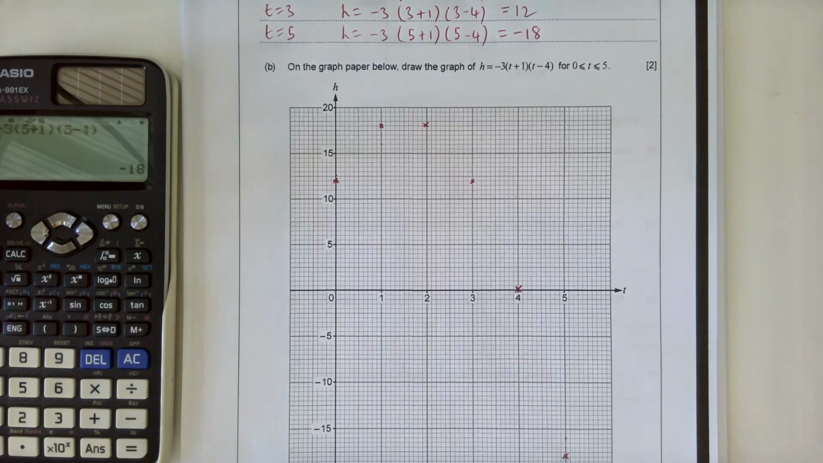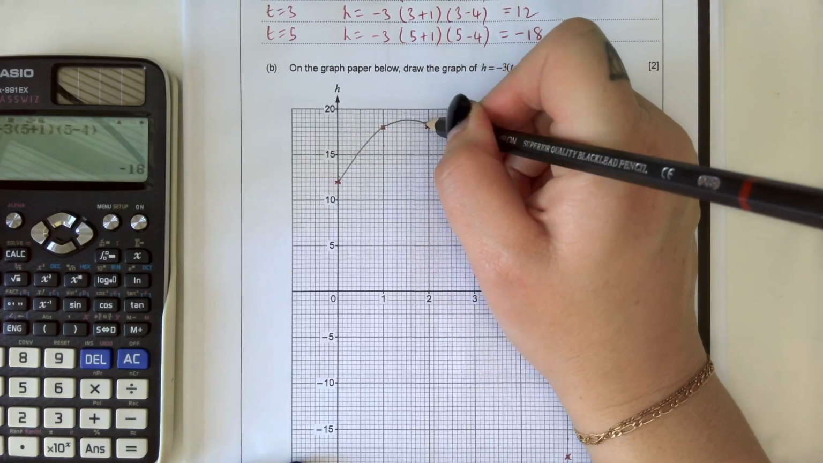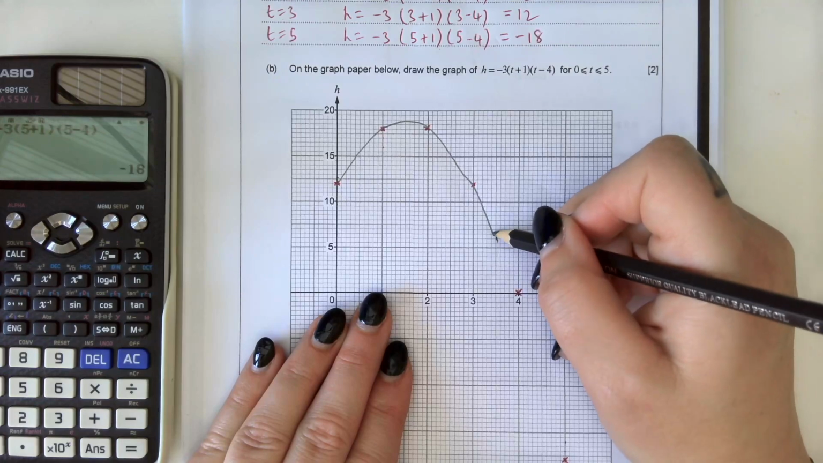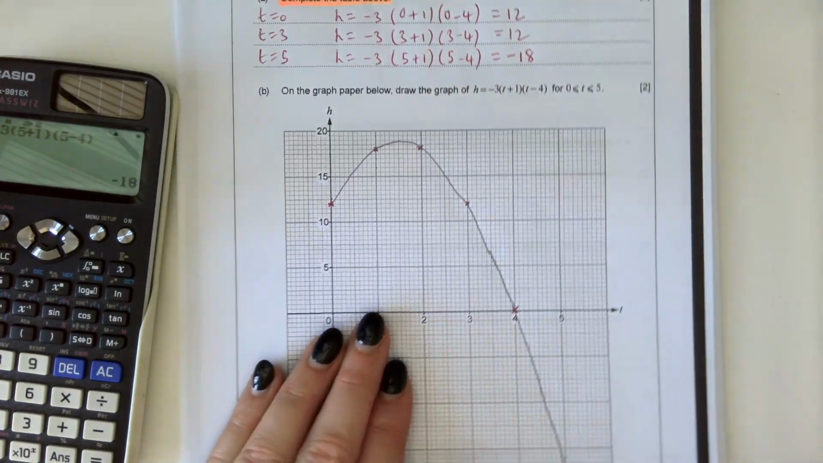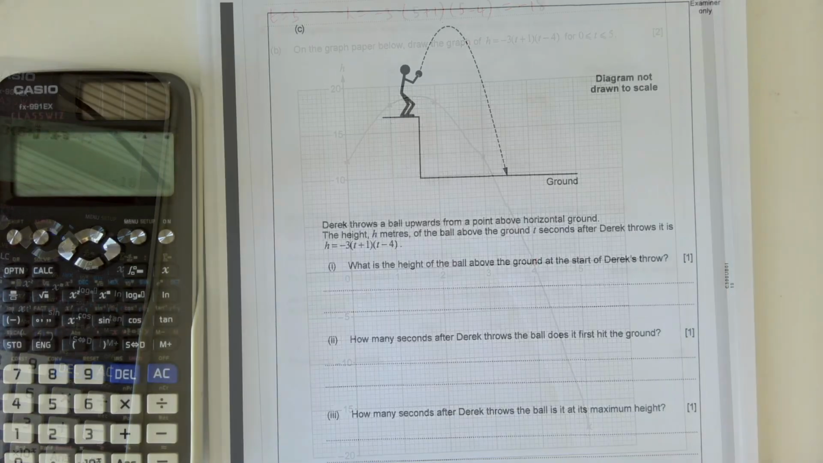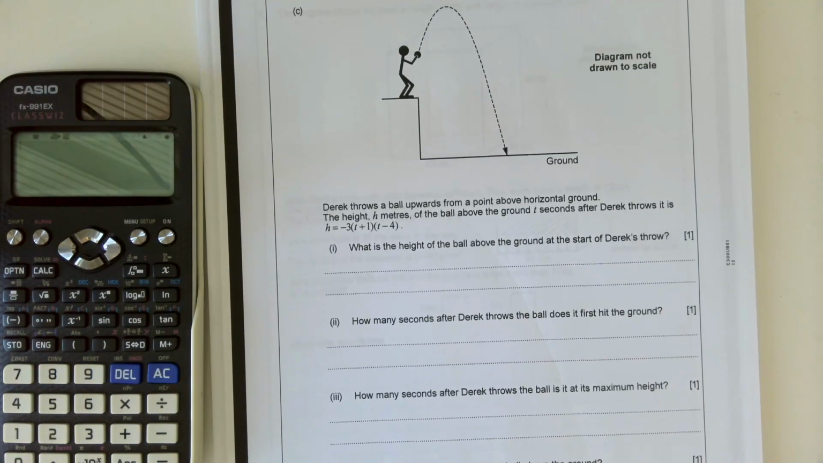Now what you need to do is sketch this in pencil, guys, just in case you make a mistake. It is a curve, so we don't want any straight lines, but it doesn't have to be perfect. It just has to, as best as you can freehand, go through those points accordingly. So that's part B. Part C, Derek throws a ball upwards from a point above horizontal ground.